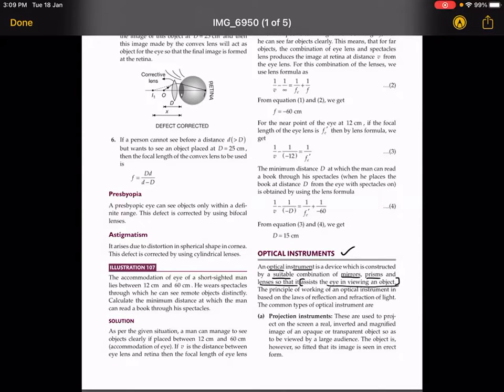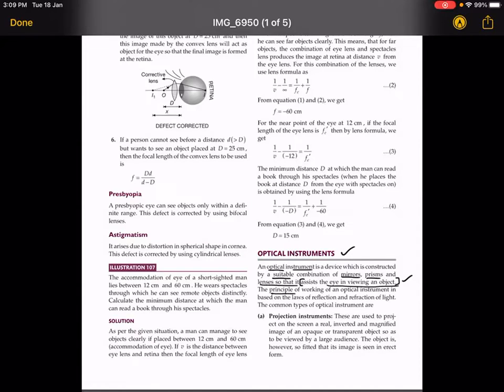Basically, they're trying to say whichever object you're not able to see with the naked eye. Let's say somebody has a defect with the eye. They are not able to see far objects. So what are they supposed to do? They need to take the help of an optical instrument called spectacles, right? They need to wear the spectacles to see the objects that they're not able to see with the naked eye. So it assists the eye in viewing an object, right?